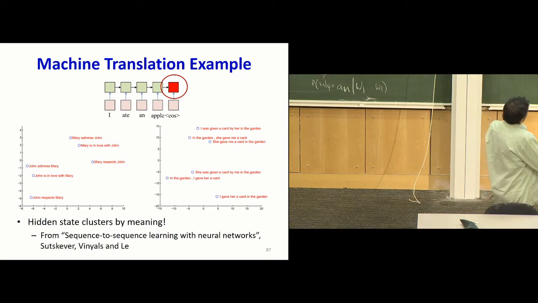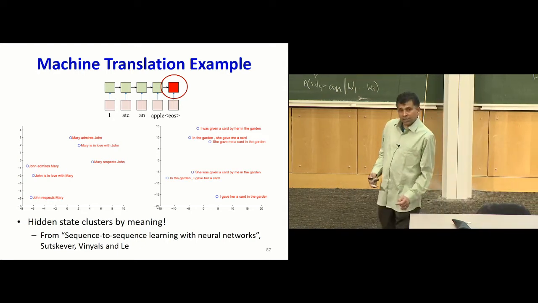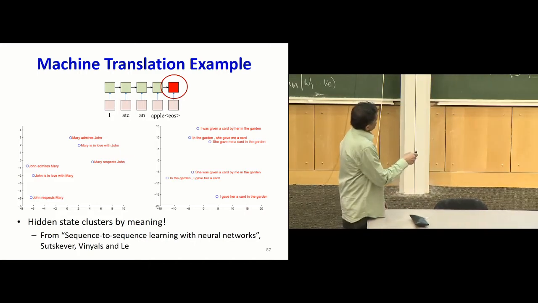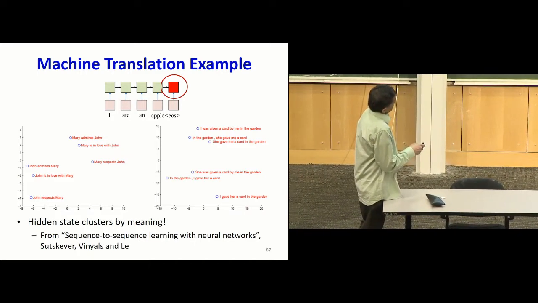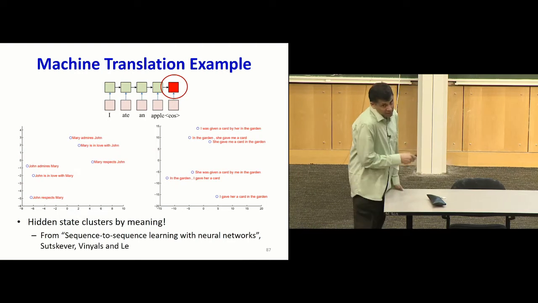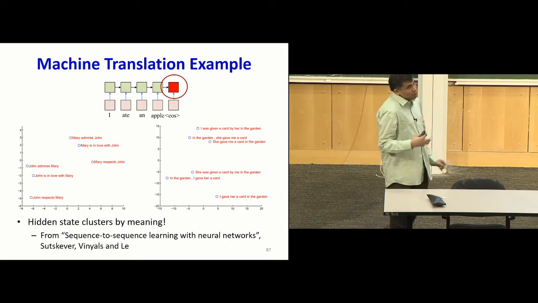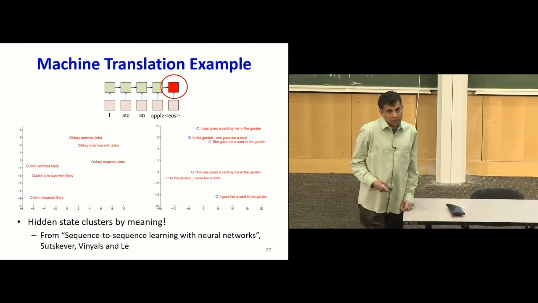So also, I was given a card by her in the garden. In the garden, she gave me a card. She gave me a card in the garden. Semantically, these 3 are the same, but the word sequences are similar. And you can see how their representations cluster up. Similarly, she was given a card by me in the garden. In the garden, I gave her a card. I gave her a card in the garden. These 3 are semantically similar. Again, they cluster up. So this representation does indeed seem to capture the information in the input in a reasonable way.